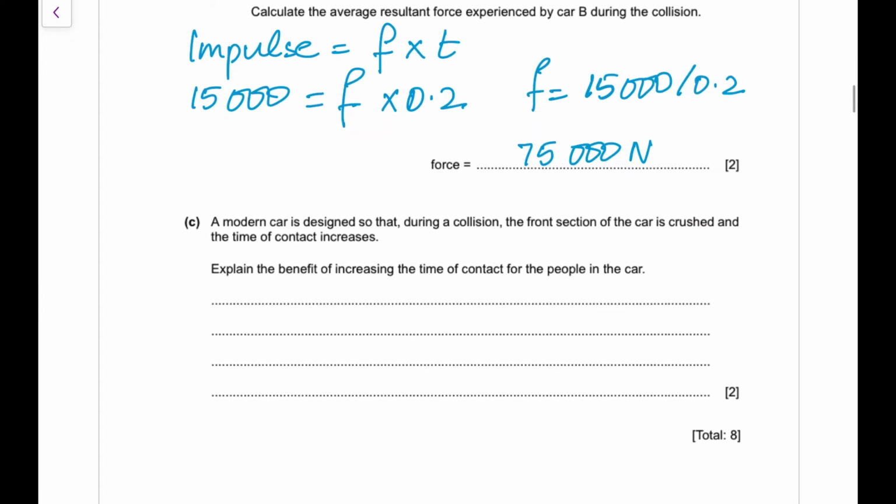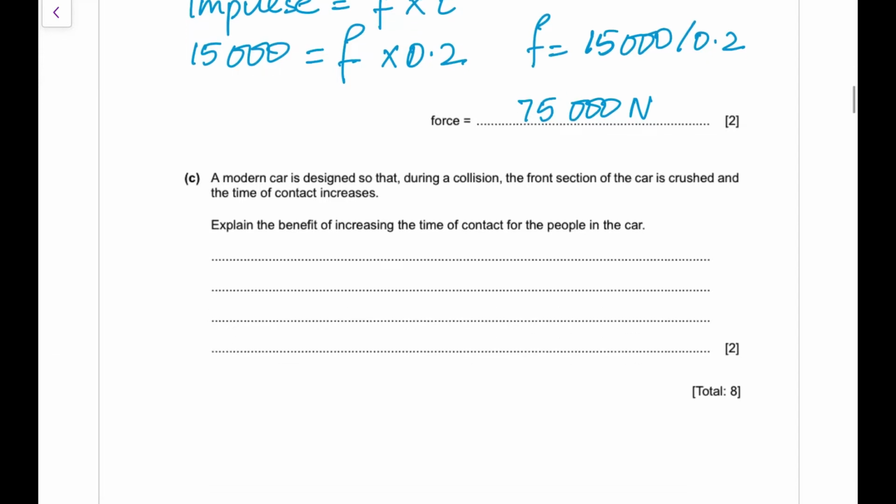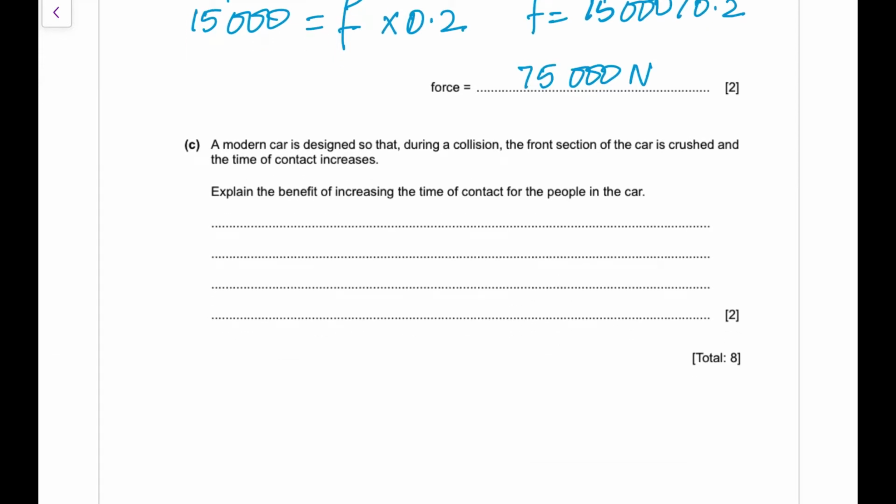See, a modern car is designed so that during a collision, the front section of the car is crushed and the time of contact increases. Explain the benefit of increasing the time of contact for the people in the car.